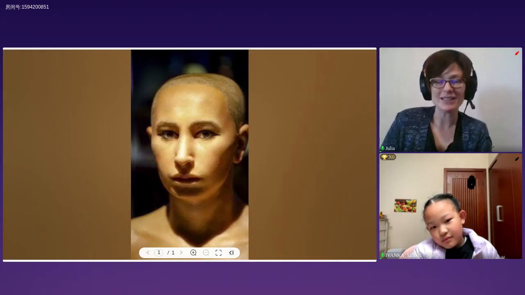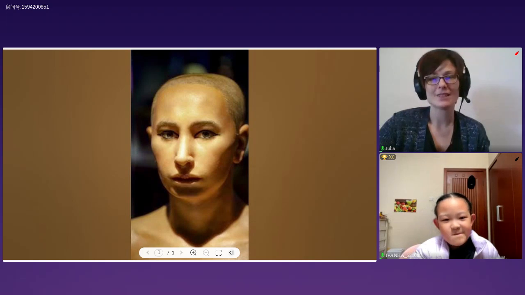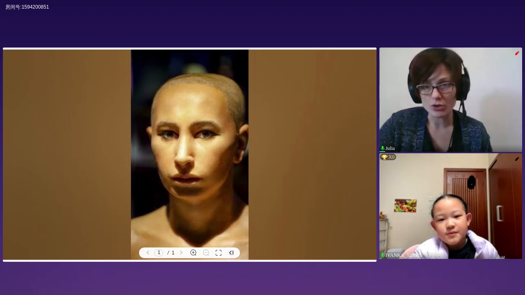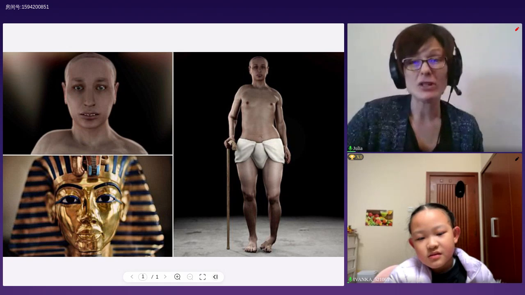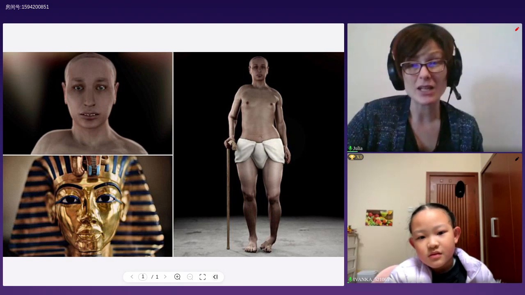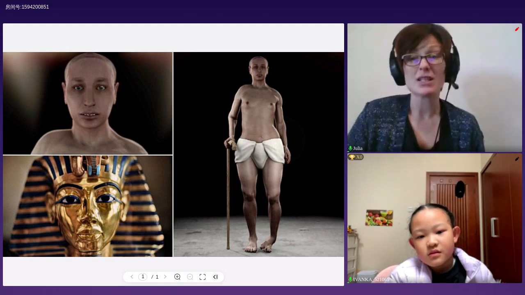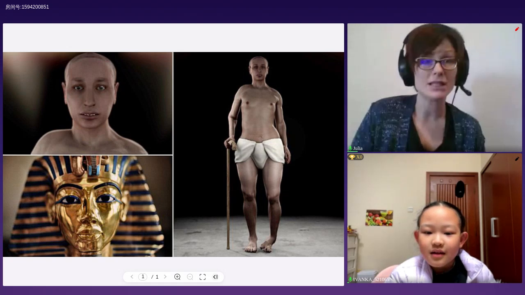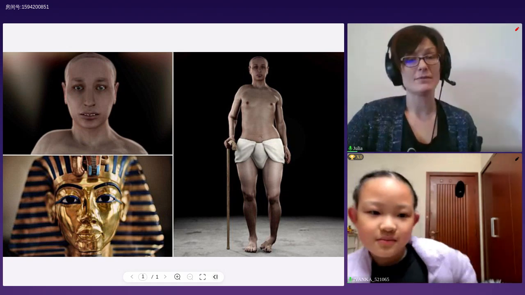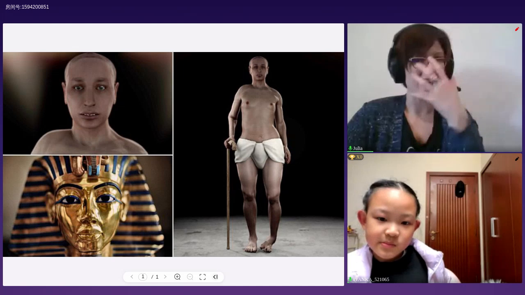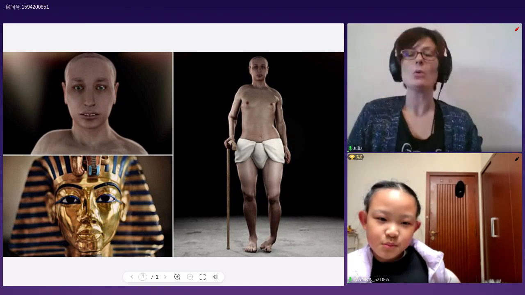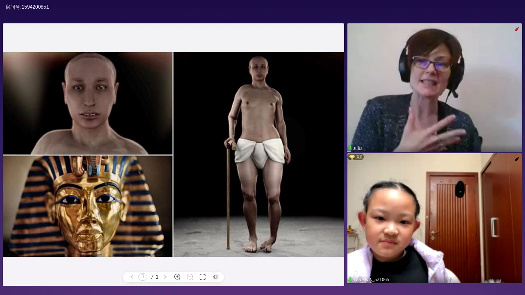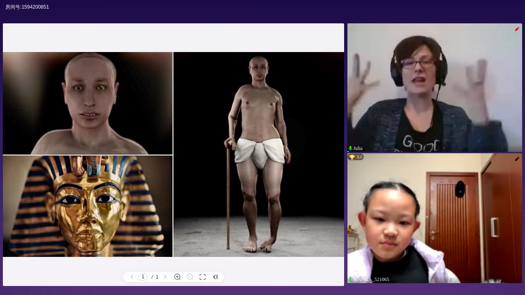And I have one more to show you. This is his body. It's very important to see his entire body because of his leg, because we will discuss what happened to him, right? And this is the mask that they found in his coffin, in his casket too. What do you think about those artistic representations of his face?